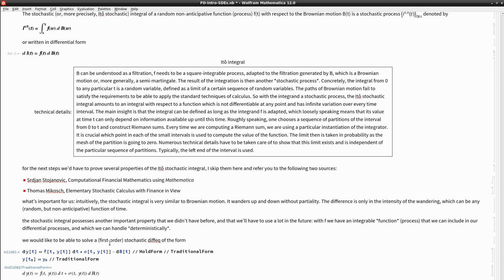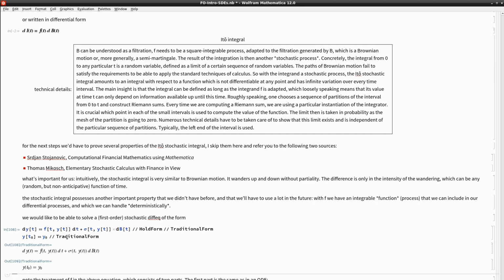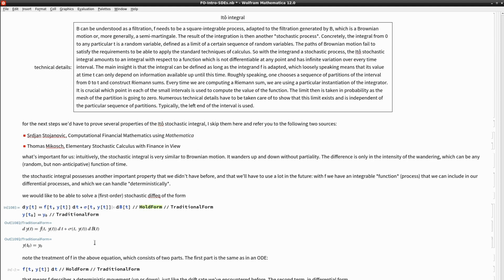We would now like to be able to solve a first-order stochastic differential equation that has the form f, right? This is our deterministic function times dt, and you see that this now takes the role of our appreciation rate, or our drift rate a, right? We are now basically replacing the drift rate with the function f, and then we are adding our deterministic function sigma times the Brownian motion differential. So this looks very similar to what we had before, except we are using now f instead of a. It's the very same differential equation, right?